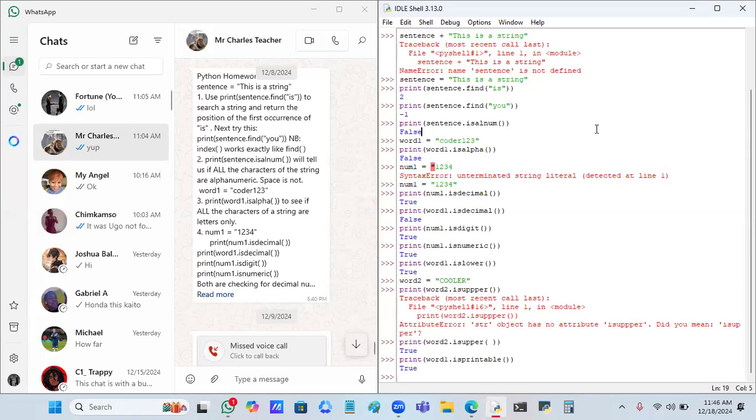It returns true. It returns true if all the characters are decimal. Characters are decimals. It returns true if all the characters in the string are decimals. Yes.